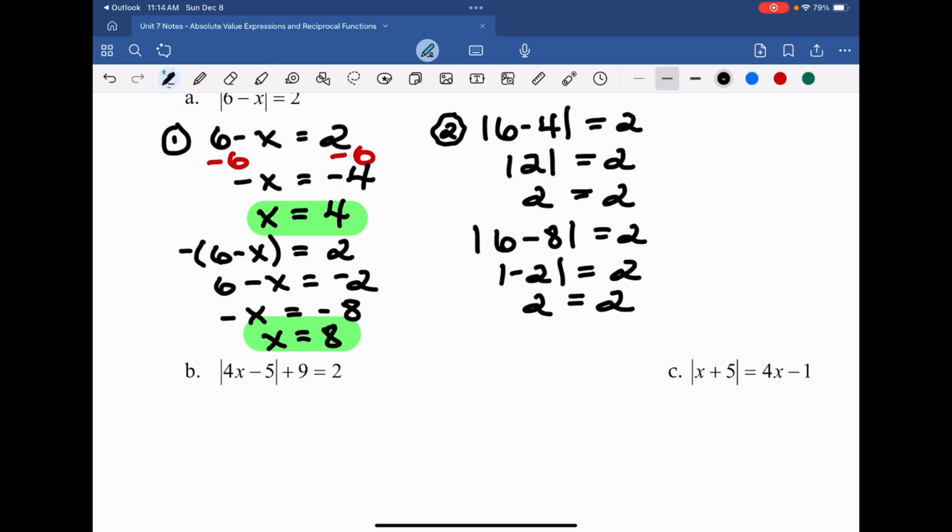So again, we're going to solve for the positive root, the negative root, or I shouldn't say positive root or negative root, I should say the positive variant or the negative variant of the equation, and then solve for those x values.